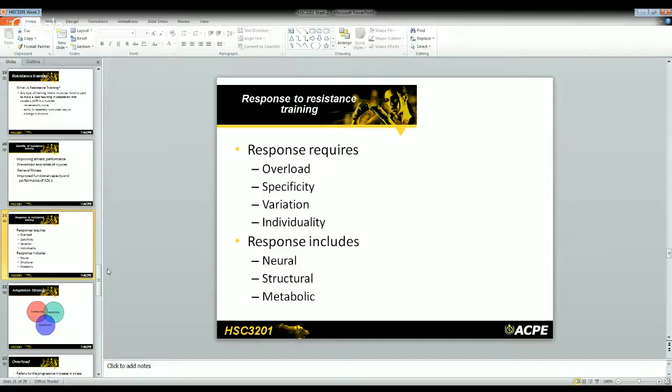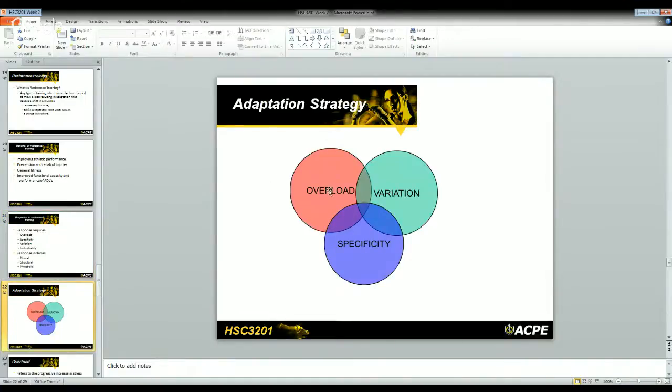And we look at our neural, structural, and metabolic. Neural is the central nervous system. Structural, we're looking at the muscular and skeletal systems, and metabolic, we're talking about the biochemical responses. With everything, we need our overload, our variation, and our specificity. That applies to resistance training, anaerobic training, aerobic training. It doesn't matter. We need to apply overload, a little bit more variation and specificity. We don't want to change everything because then we can't monitor the improvement.